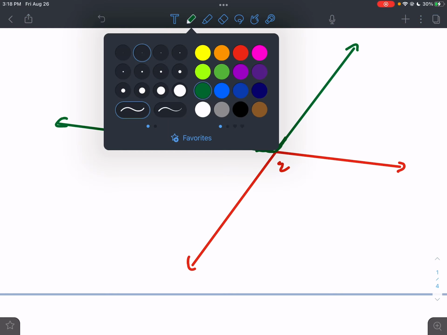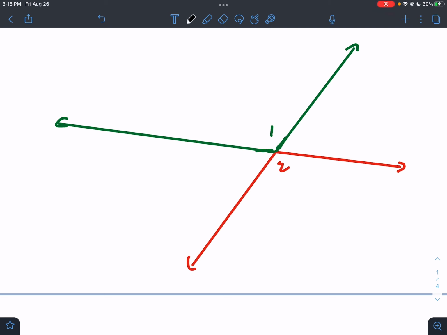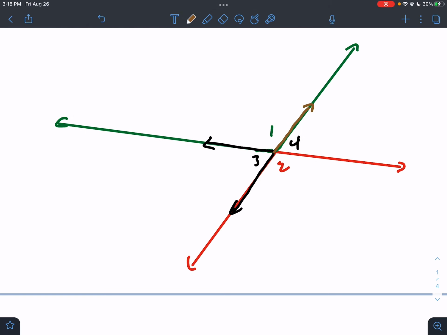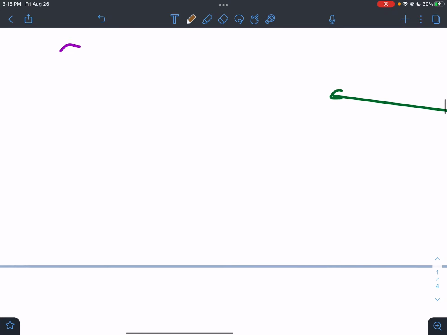As a matter of fact, when you make vertical angles, you actually always make two pairs at the same time. These two angles, 3 and 4, would also be vertical. Angle 3 has these two rays as its sides. Angle 4 has these two rays as its sides. Are those opposite rays? Do they go exactly opposite directions? Yes, they do. Now, don't get that confused.